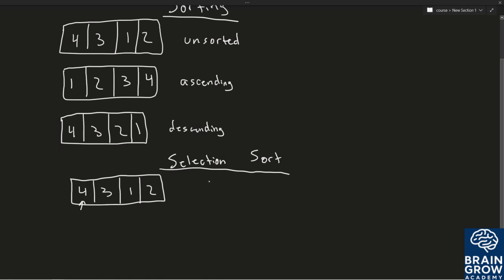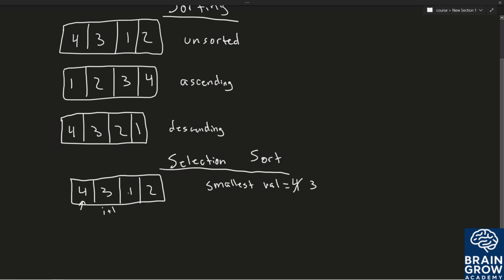So we will say smallest value is currently 4. And now we'll look ahead. So we will say I plus 1, I for index. So we're currently at index 0. And we will look through the rest of the array and find the smallest value. So 3 is smaller than 4. So our new smallest value is technically 3.